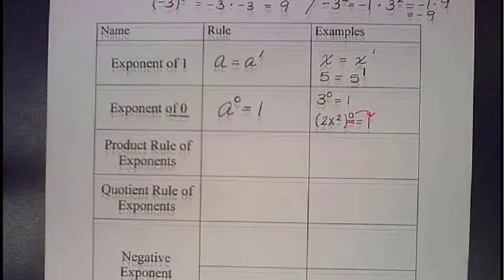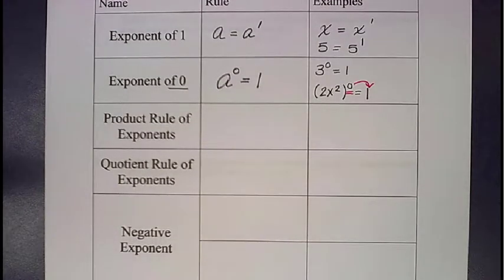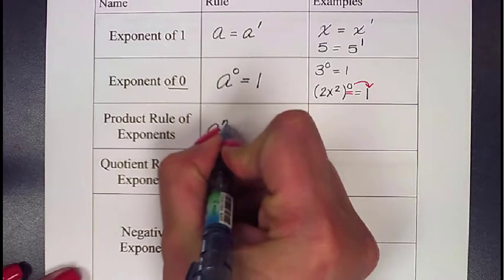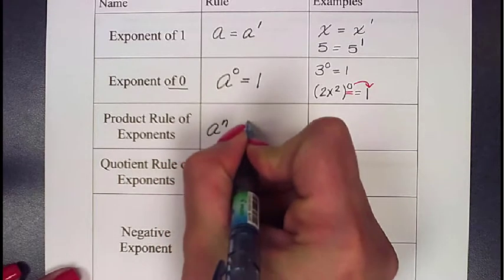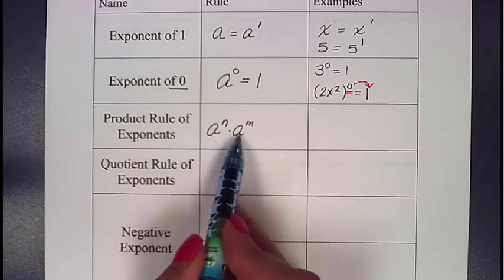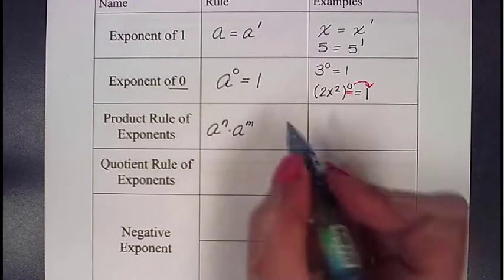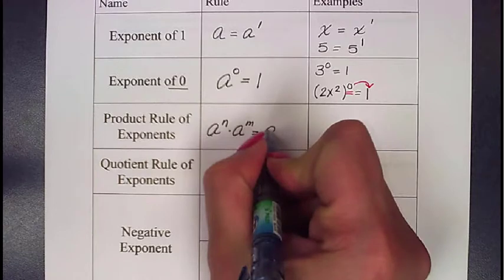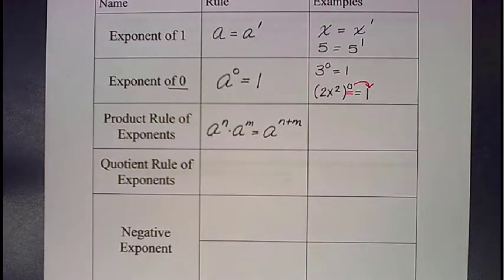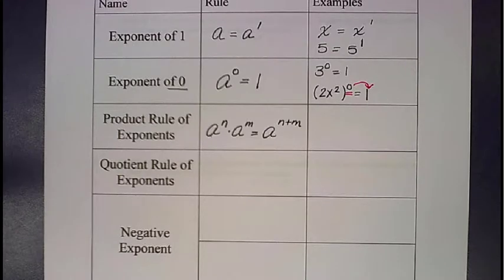Okay, so now our next rule is the product rule for exponents, and that basically says that if you have two terms that you're multiplying together and they have the same base, so these both have a base of a, what we're going to do is take their exponents and add them together. And most of you guys probably already know this rule. Maybe we don't have it formally written out, but we've done it in the past when we've done multiplication.